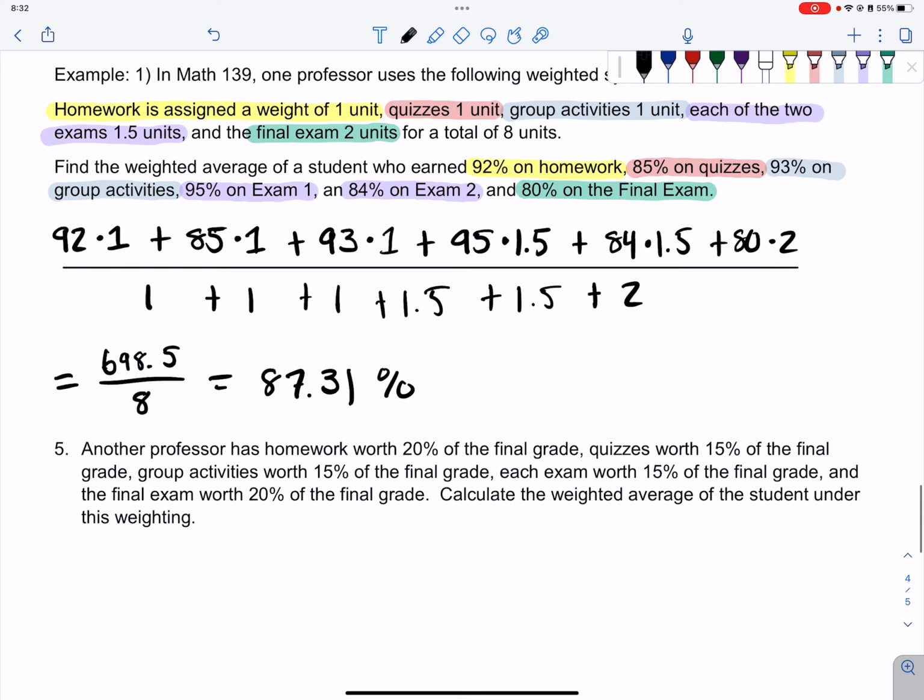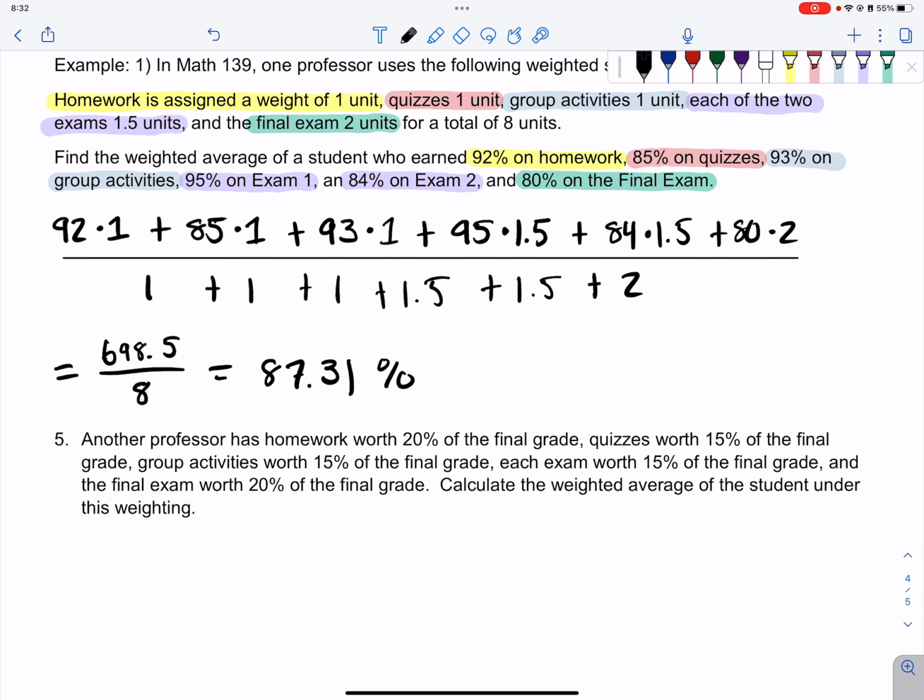So here in this next example, we have that a professor has homework worth 20% of the final grade, quizzes worth 15%, group activities are 15%, each regular exam is 15%, and then the final exam is worth 20% of the final grade. And now, once again with this, we have percentages here.